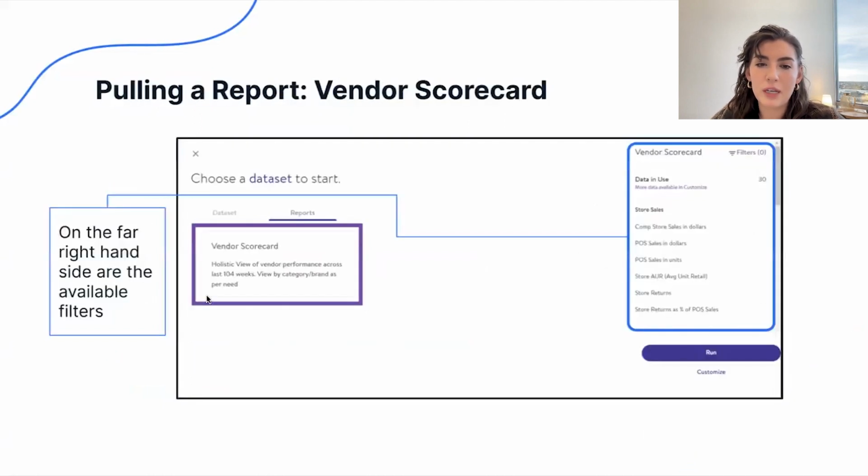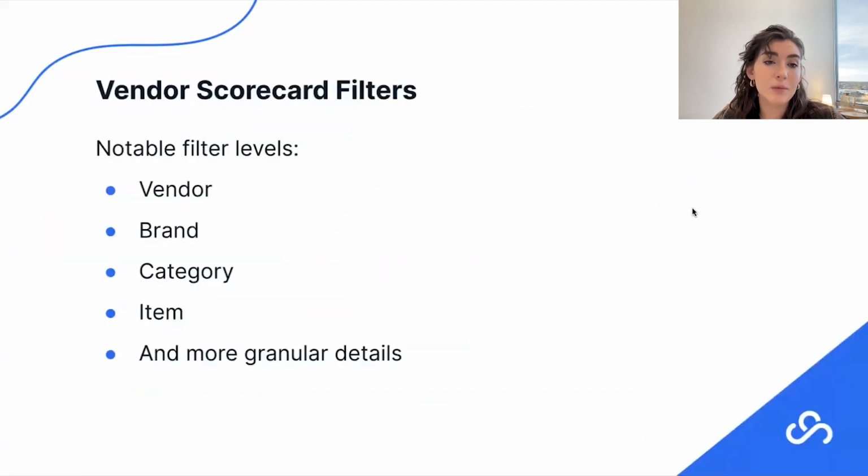And what you can do from here is, if you're building a new report, you can drag and drop and kind of put them into the rows or columns. Feels really similar to a pivot table, but it's a lot prettier, obviously. So that's really easy to use. Some of the notable filter levels are vendor, brand, category, item, and then they've got more granular details. What I will say here is you're not going to be able to filter PO data. Remember that, because there is no PO data that has been promised within the Luminate basic or charter at this point.